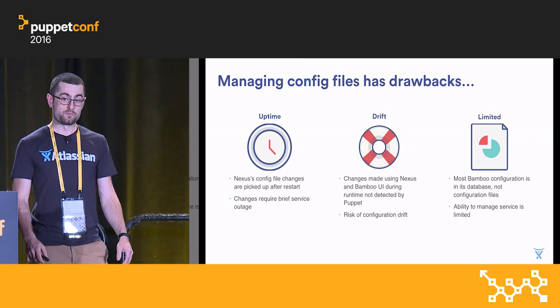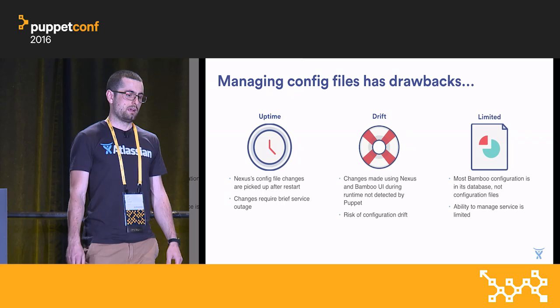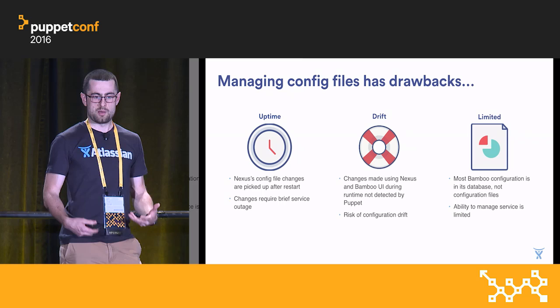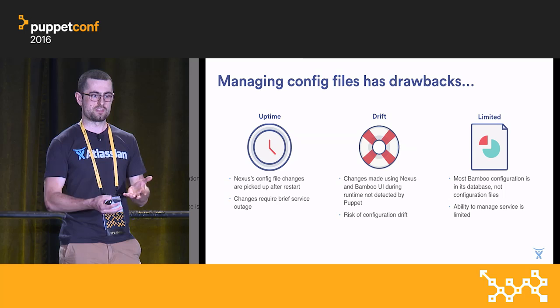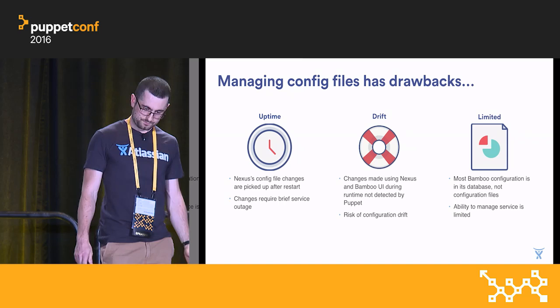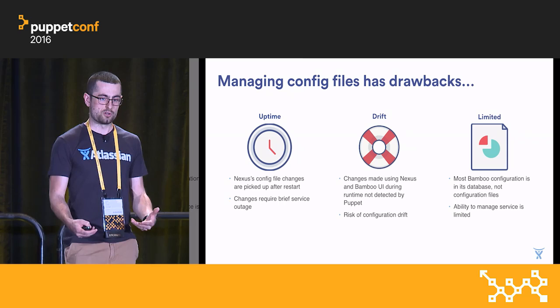So that's one problem. Configuration drift, another problem. This affected both Nexus and Bamboo. One of us would go in and make a change for a workaround, or to test something, and because the underlying configuration file hadn't changed, Puppet wouldn't notice it and it would not be rolled back. The only time it would be rolled back is if we completely destroy that instance and reprovision it from scratch, which we don't do often with these long-running instances. The same thing with Bamboo as well. We'd have a small change, and because it wasn't reflected in the configuration file, Puppet wouldn't notice it, wouldn't change it back. We wouldn't get alerts for it.